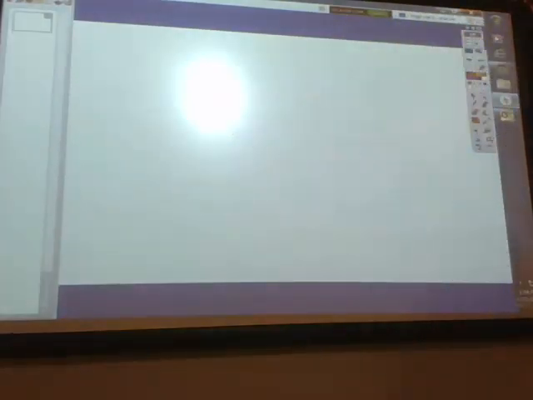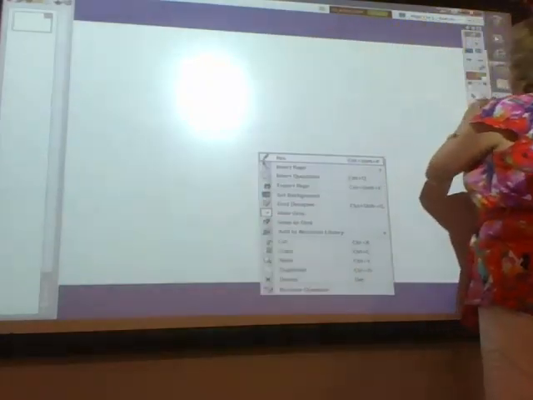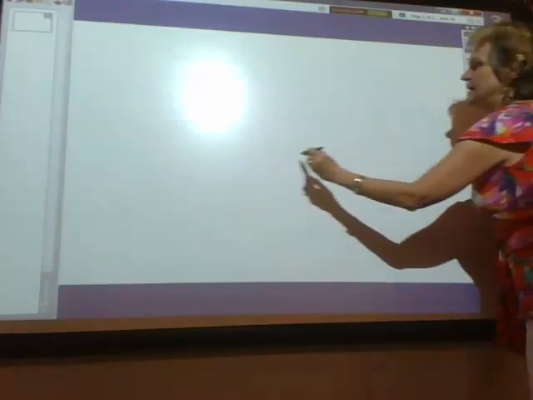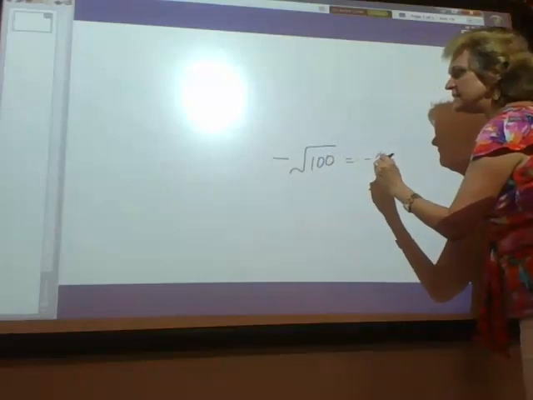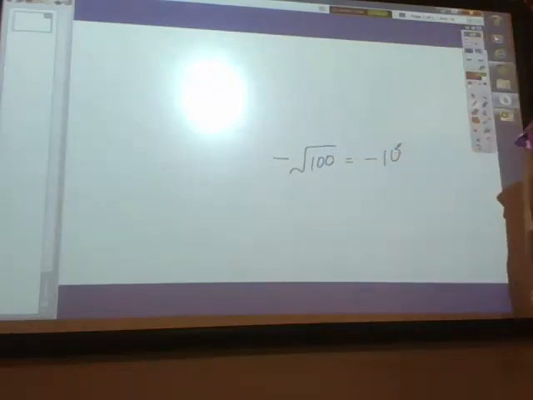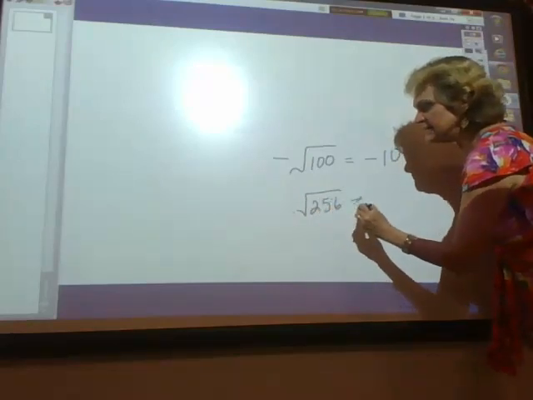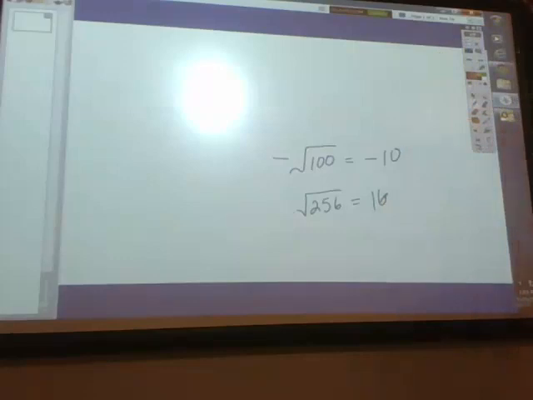All right, try this B. We want the opposite. Okay, the opposite of radical 100. So this answer is negative 10. And then for C, the square root of 256, that's letting me know I want the principal square root, so just 16.